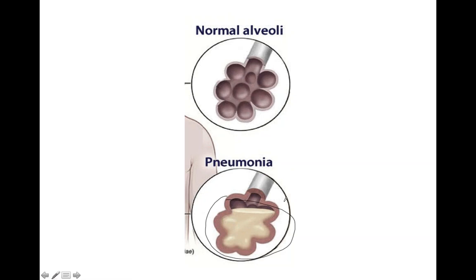Okay, so always remember that full filling of the alveoli causes consolidation, as you can see in this picture, and partial filling of the alveolus, whatever it may be, fluid or whatever, causes ground glass appearance. So full filling of the alveolus causes consolidation, and partial filling of the alveoli causes ground glass appearance.